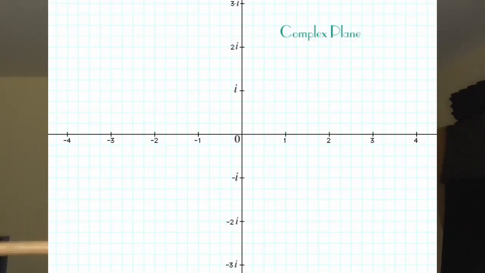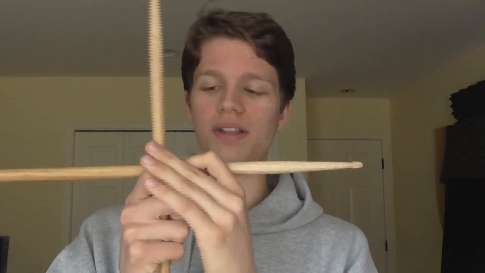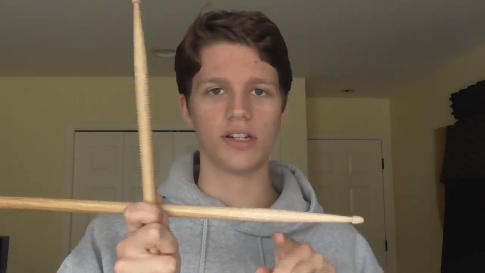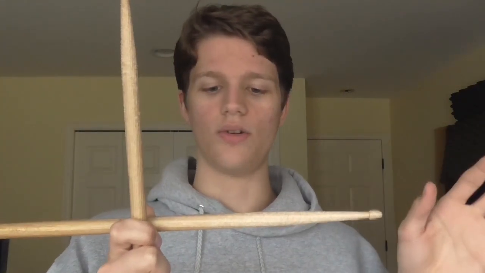Now, of course, drumming with only one drumstick isn't very common, so here is the imaginary axis. Ooh, what does this do? This makes the complex plane. So the complex plane is just a plane of numbers. They're just values. It's not actually like there's an x-axis and a y-axis. There's a real axis and an imaginary axis, but this is just a good way to visually represent complex numbers.